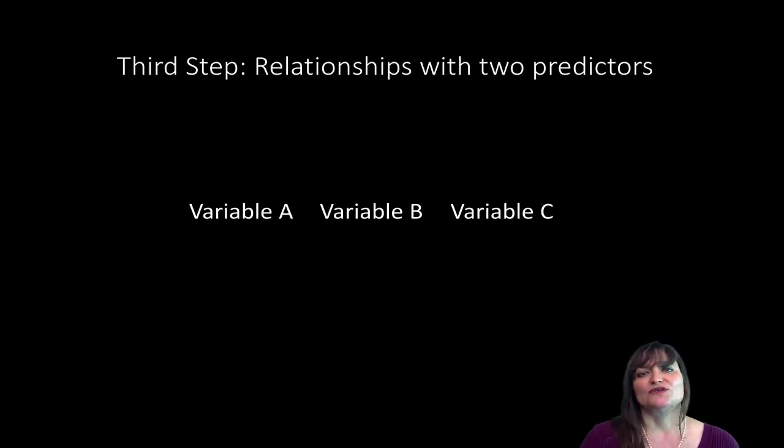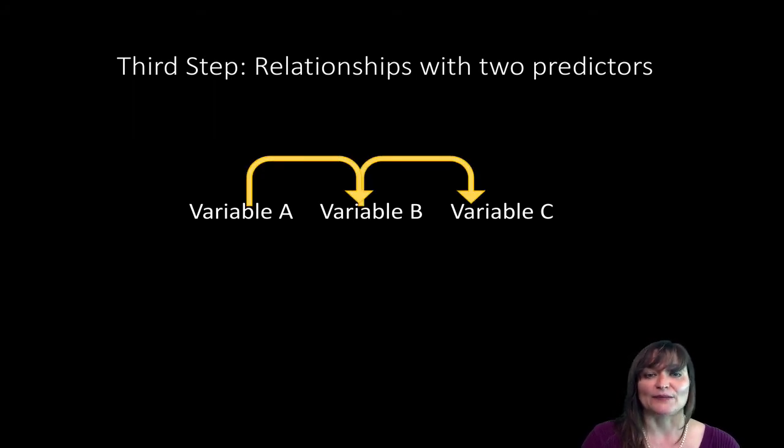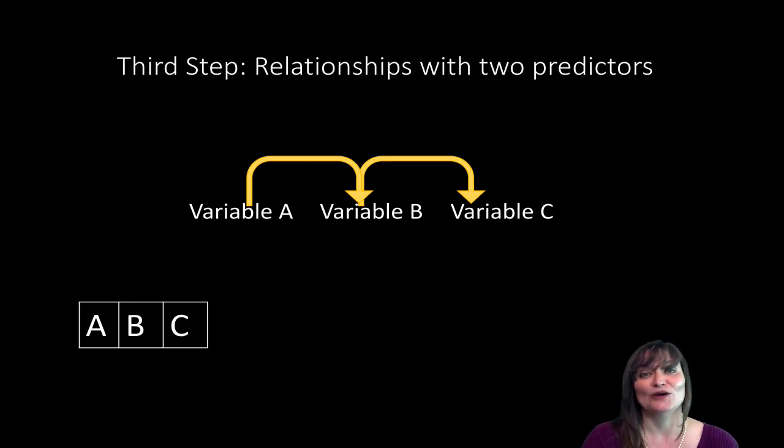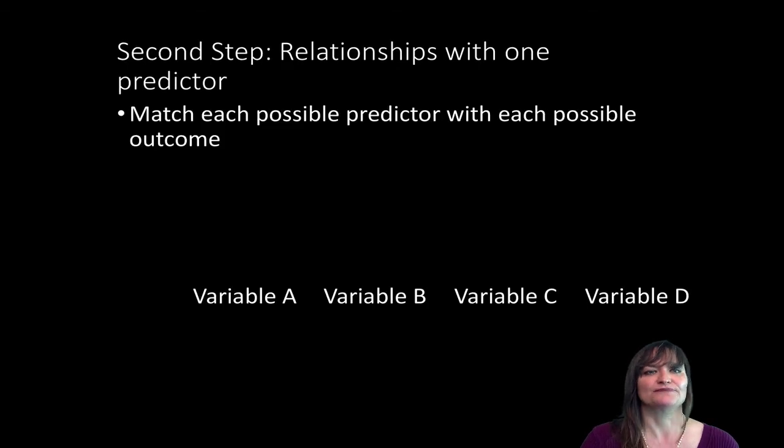The third step is you then look at relationships with two predictors. So in this case, again, if we've got three variables, variable A, B, and C, we'd be looking at variable A and B and C, and that would be the only possible relationship with two predictors that we could make. Things get pretty complicated as we start adding variables. So if we add one more variable, we've got variable A, B, C, and D.